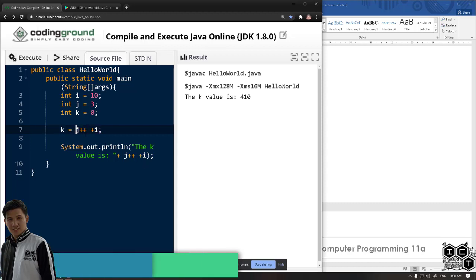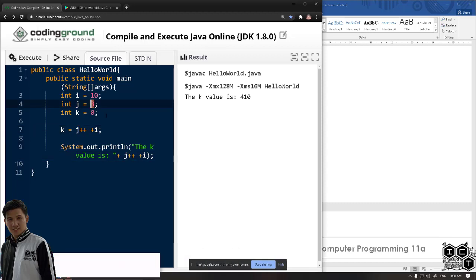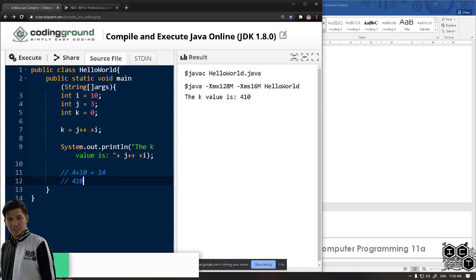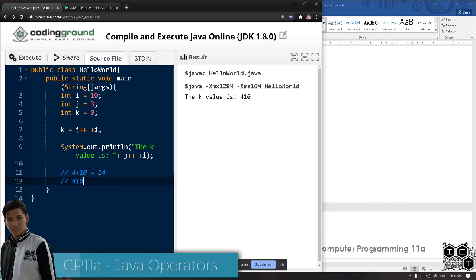Unless pagka plus JJ, or plus J. Diba? So ito, yung J++ here is 3 plus the value of I, which is 10. Now, in Java, it will not work the same as the value of J++, which is 4, plus the value of I, which is 10. Hindi po mag-work yan into 14. No. It will work as 4 concatenated with 10.